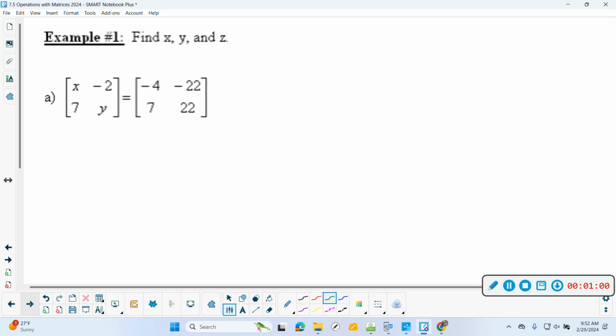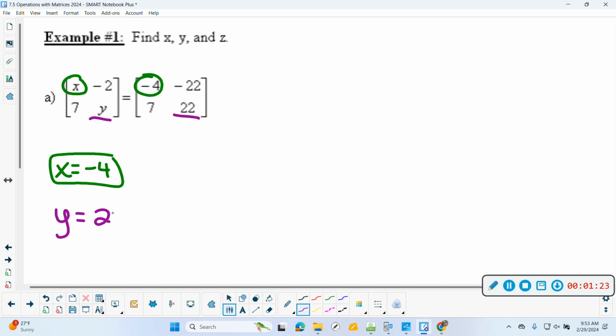So here's an equality one. So notice they're the same size, both 2 by 2s. Find x and y. Match it up. So x is our first entry here. So x equals -4. Oh, nobody gets this one wrong. Okay, and then of course we're going to do y. Just match it up. Y equals 22. Any questions on that? I know, it's riveting stuff today.